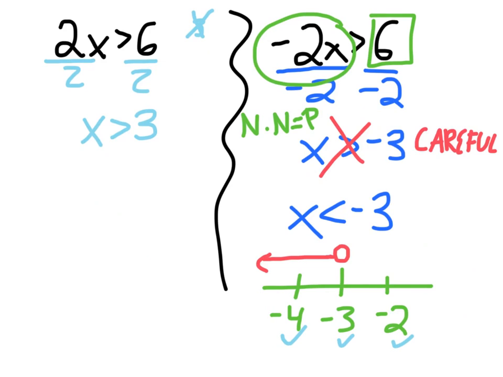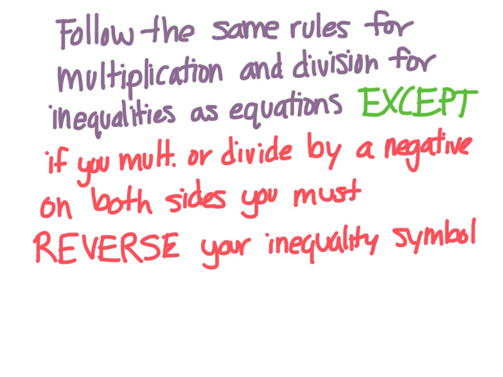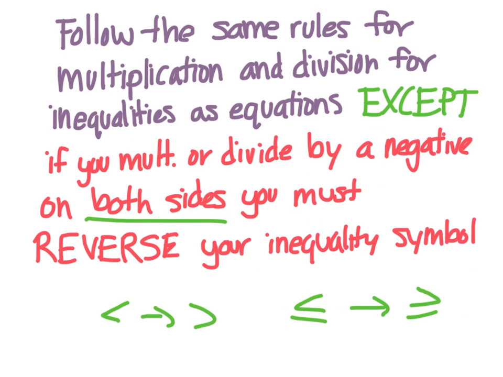And we need our product to be bigger than 6, so we need to multiply by a number that's even more negative than -3. This may seem a little confusing, but in other words, we follow the same rules for multiplication and division for inequalities as for equations, except if you multiply or divide by a negative on both sides, you must reverse your inequality symbol. So if we had less than, we must change it to a greater than, and vice versa. And if you had less than or equal to, you must change it to a greater than or equal to, and vice versa. Only when the inverse operation requires us to either multiply or divide by a negative number.